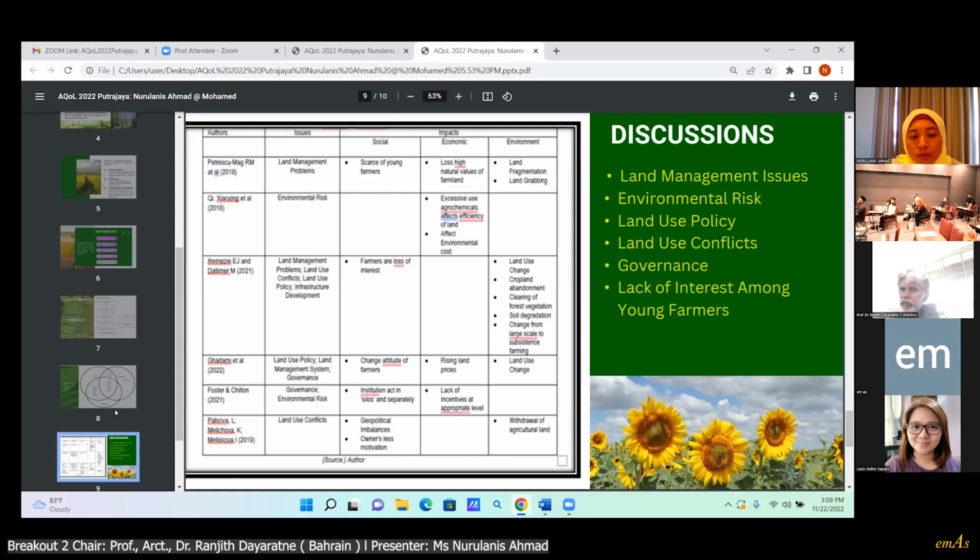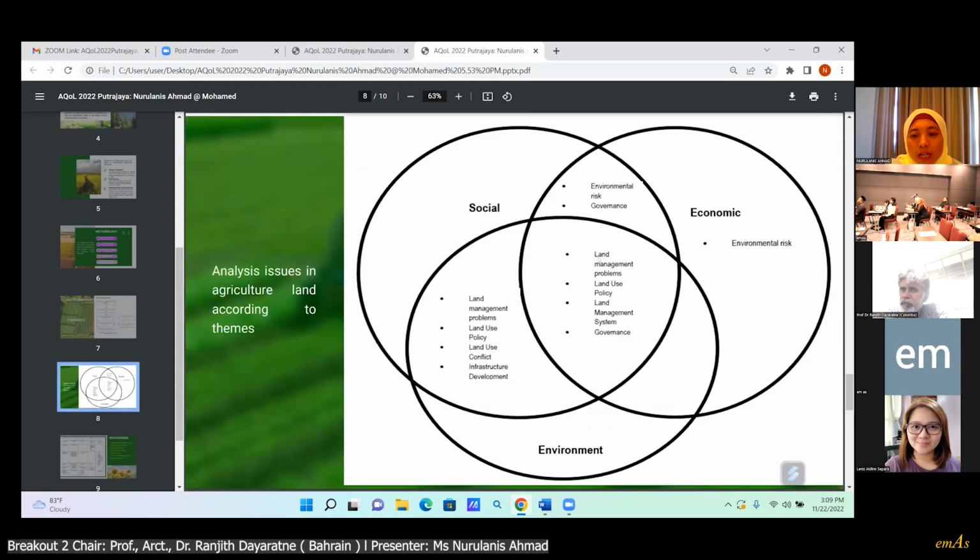So from these issues in the table, we came out with the framework and we try to match here. We can see based on the figure that land management problems, land use policy, land management system and governance are quite highlighted issues that would affect the social aspect, economy and environment.